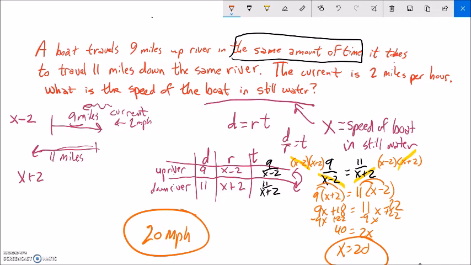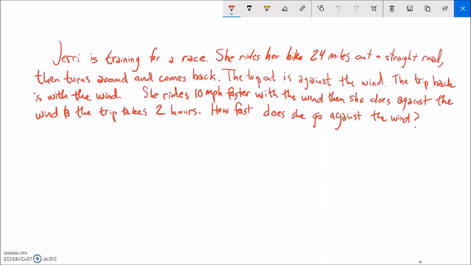And if I wasn't confident about that, I could plug it back in and check it. In other words, plug the 20 back into here. 9 over 20 minus 2, that should equal 11 over 20 plus 2. And let's see, 9 18ths and 11 22nds, those are both a half.